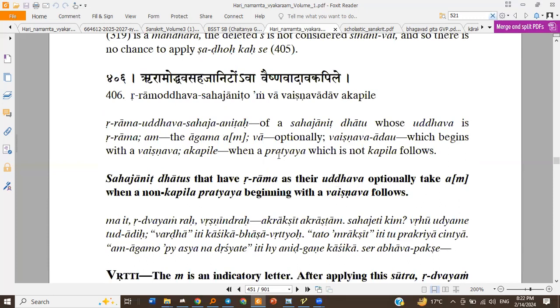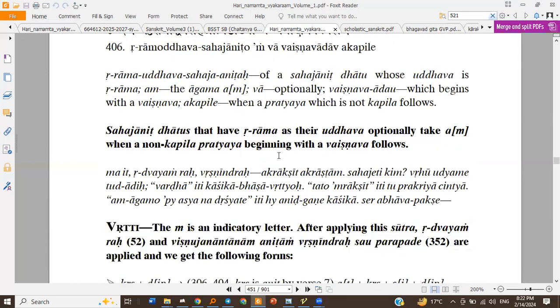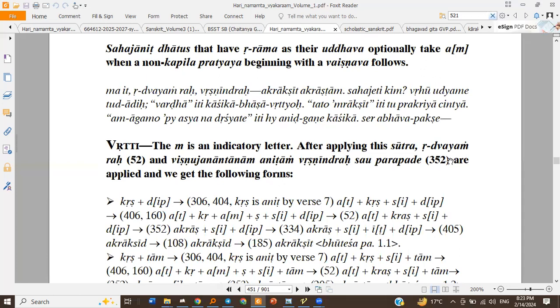Riramodhava Sahajanito Va Vaishnavadav Kapile. Sahajanit dhatus that have Ram as their Uddhava optionally take when a non-Kapila Pratyay beginning with a Vaishnava follows. So dhatus which are Sahaj Anit, Anit dhatus naturally, and which have Ram as Uddhava, optionally take it when a non-Kapila Pratyay beginning with the Vaishnava follows. Non-Kapila.